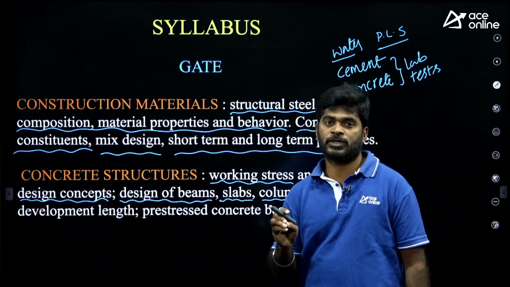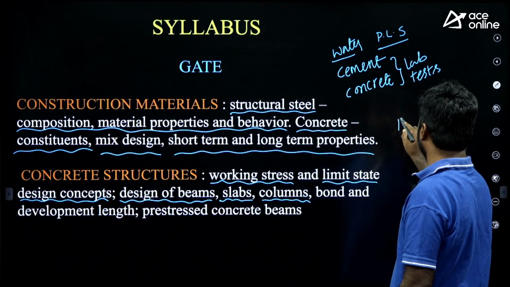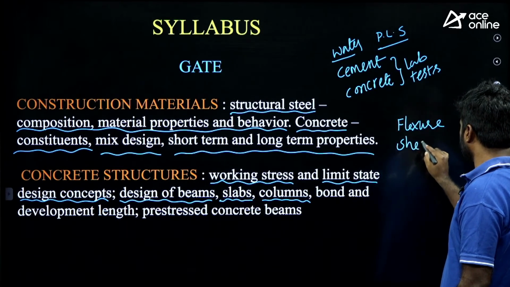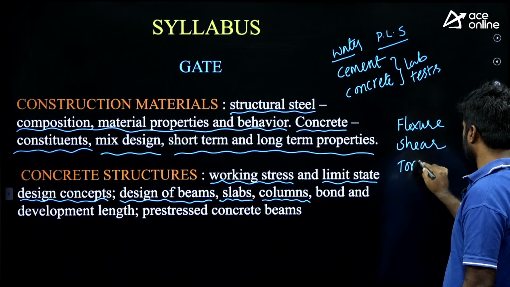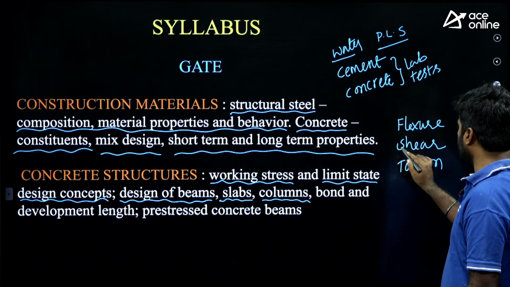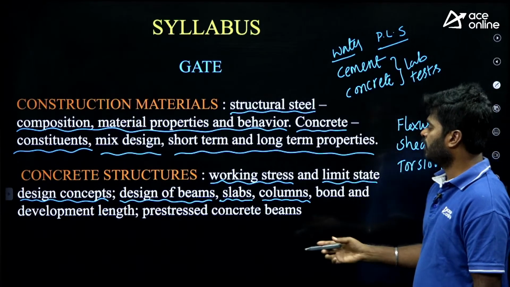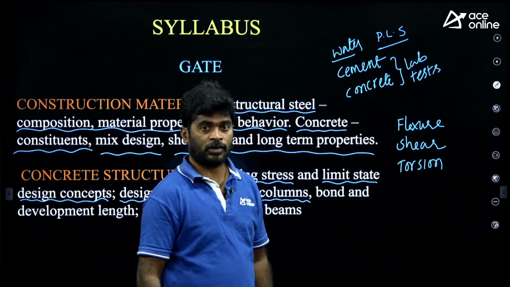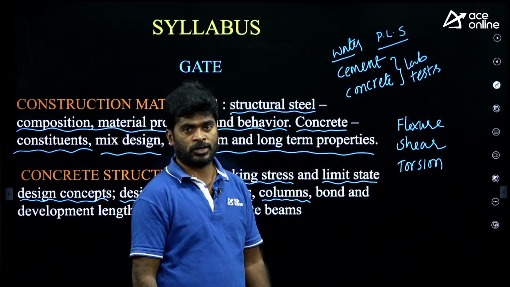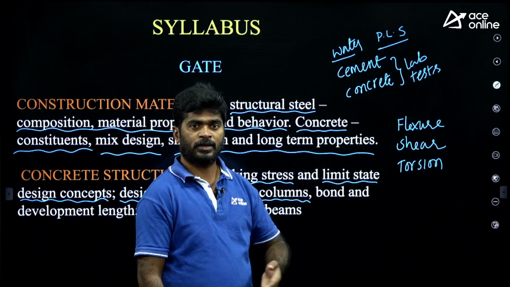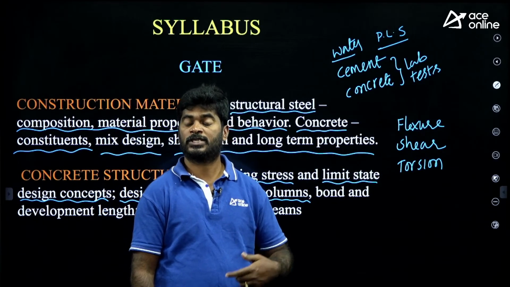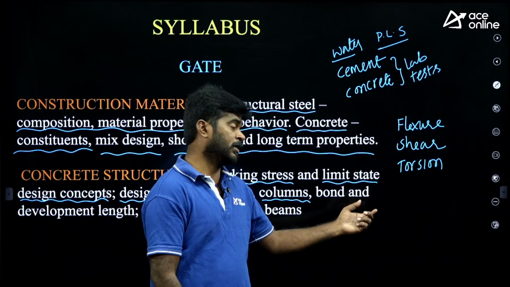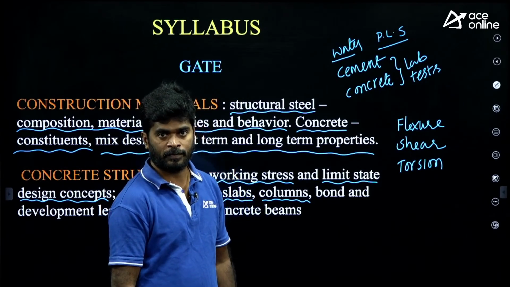My dear, beams subjected to flexure, even beams subjected to shear, beams subjected to torsion. They have not mentioned here flexure, shear, torsion, simply given design of beams. So question may be asked based on flexure concept or based on shear concept or based on torsion concept. Based on flexure, we have seen singly reinforced beams, doubly reinforced beams, flanged beams. Coming to the shear, shear separately we have discussed, even torsion also we have discussed separately, right?